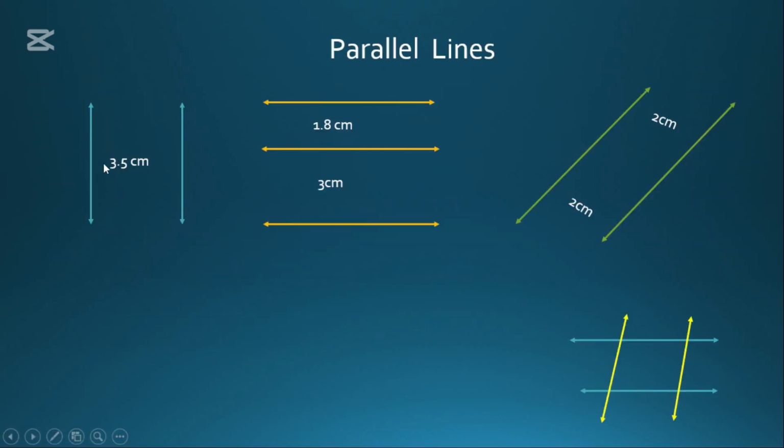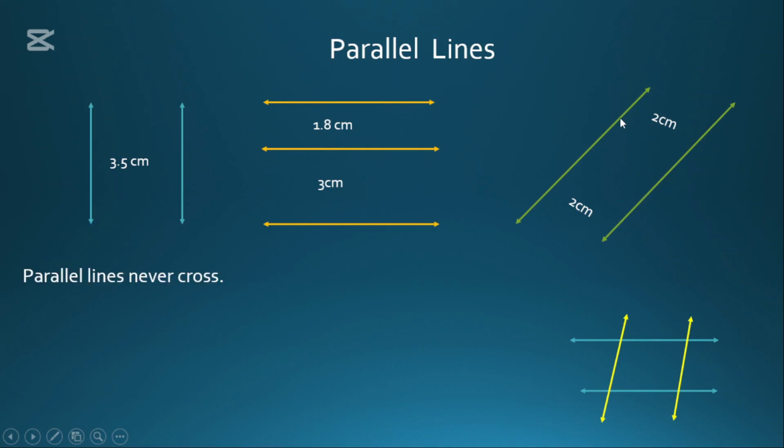Okay, so here we have a pair and you can see 3.5 centimeters apart, so they will be the same distance apart everywhere. They run in the same direction, so these two will never cross. The same over here, they run in the same direction. You can see to the left, to the right, the same distance everywhere between them, and they will never meet. These two run on a slant, but they will never meet. 2 centimeters between them all the time.